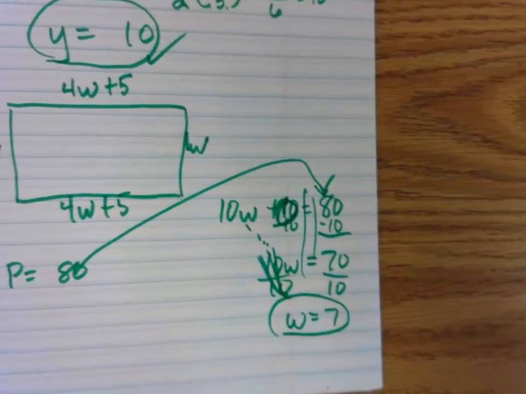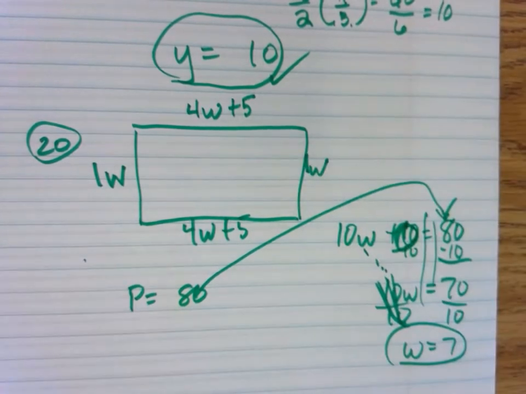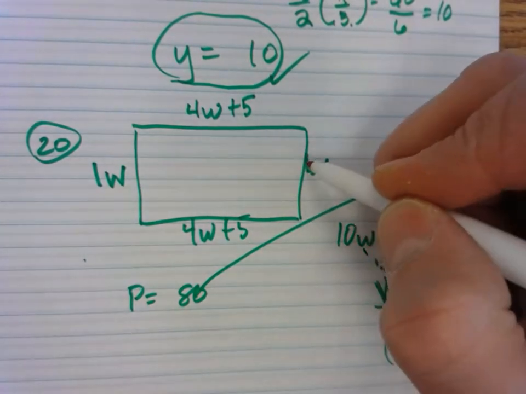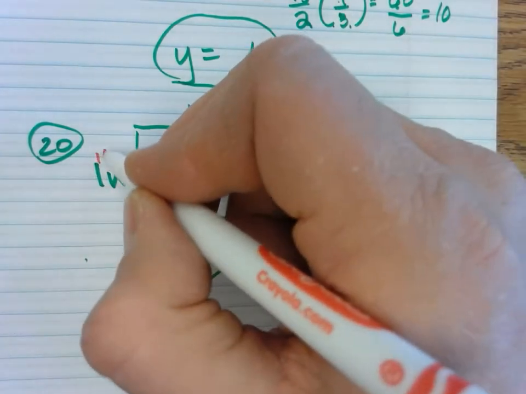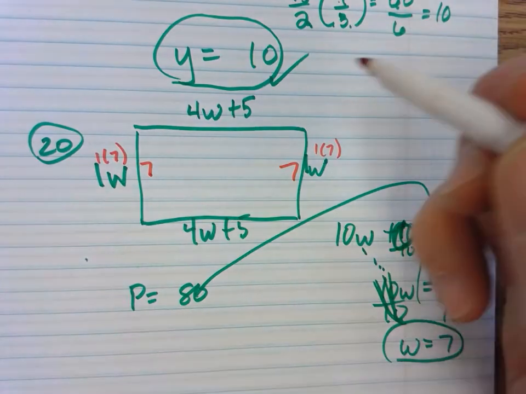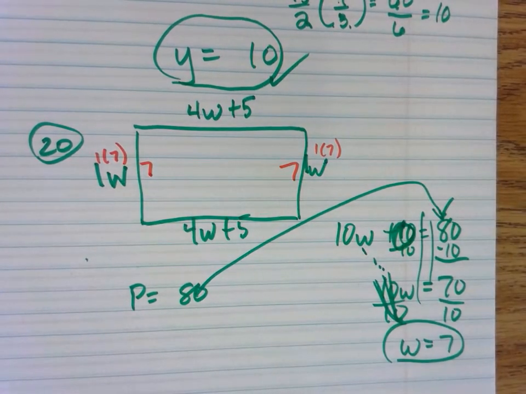Let's scoot that up just a little bit higher so you can see that. So that means that right there is 7, because that's the width. 1 times 7 would be 7, and over here, 1 times 7 would be 7. Alright, so I know my widths are 7. Now let's put that number in there for the length.